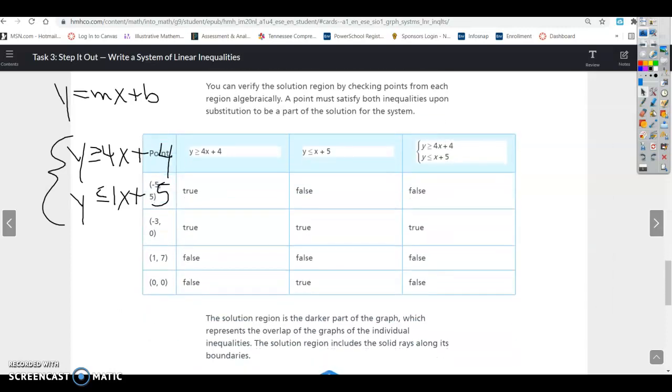You can verify the solution region by checking points for each region algebraically. A point must satisfy both inequalities upon substitution to be a part of the solution of the system. Good, they've already plugged in the points for us. So we've got true, false. If we have at least one false, it means it's false. This one's true, true, true. False, false, false, true. So the only one that works is -3, 0.